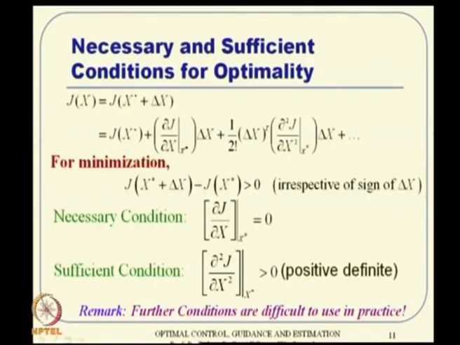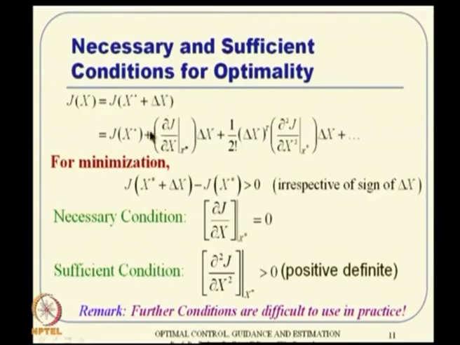So, going back to the idea of the Taylor series, we know there is this vector variable also, and we can use this Taylor series expansion. We talk about j of x, which is nothing but j of x star, where x star happens to be a candidate point to analyze for maximum or minimum. And then j of x star plus delta x can be expanded that way.